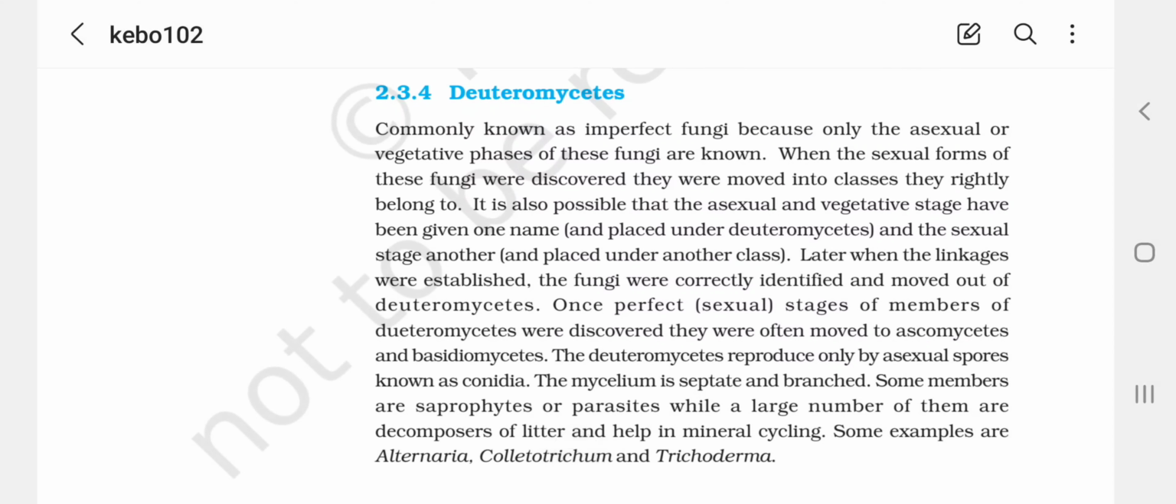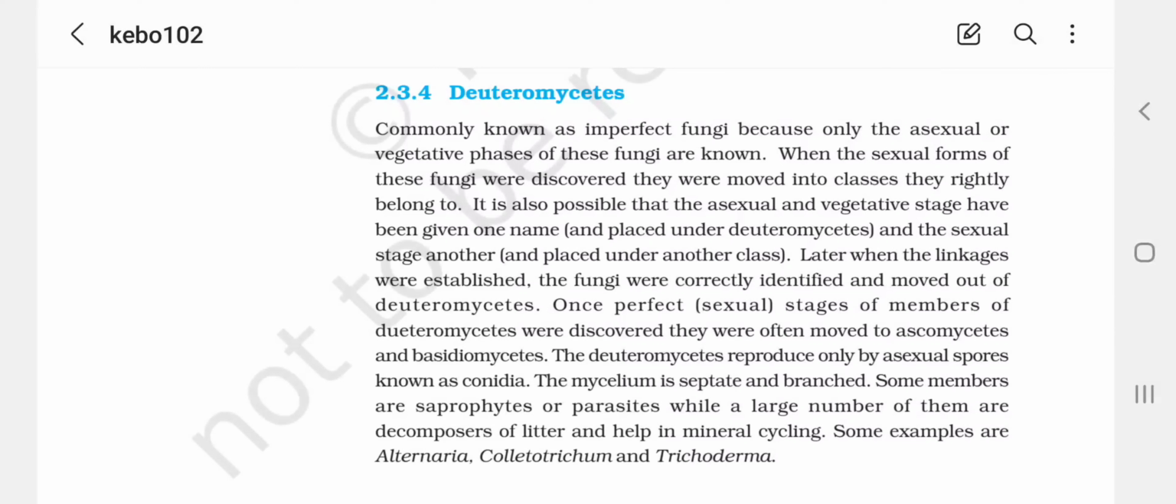2.3.4 Deuteromycetes, commonly known as imperfect fungi because only the asexual or vegetative phases of these fungi are known. When the sexual forms of these fungi were discovered, they were moved into classes they rightly belonged to. It is also possible that the asexual and vegetative stage have been given one name and placed under Deuteromycetes, and the sexual stage another and placed under another class.